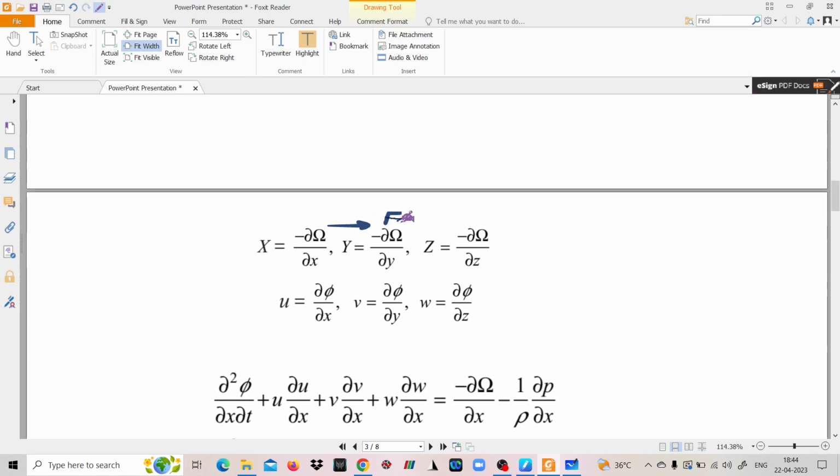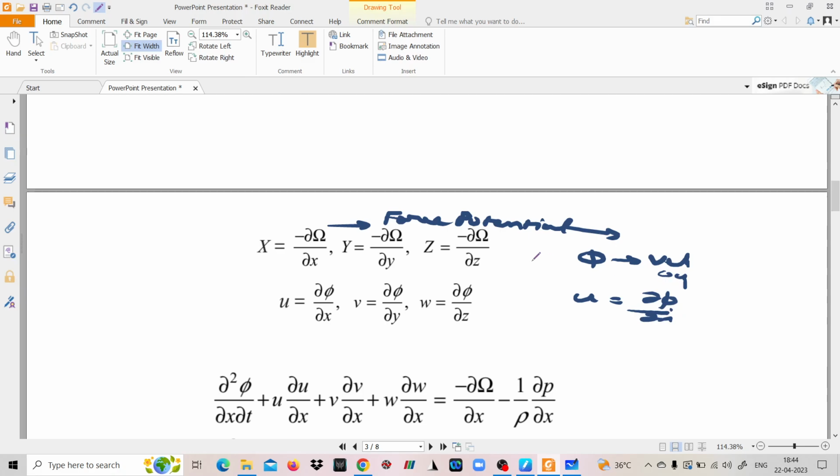Then they can be represented in terms of force potential. Now what is force potential? You will get a very good idea if you compare this with what we have discussed, something called phi, which is the velocity potential. Velocity potential is something where you can express the x directional velocity u as del phi by del x, where phi is a scalar function. Similarly, force potential is a function which represents the x directional body force when its derivative with respect to that particular direction is computed.